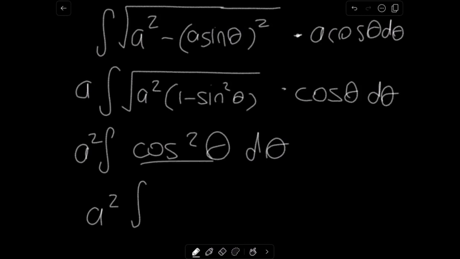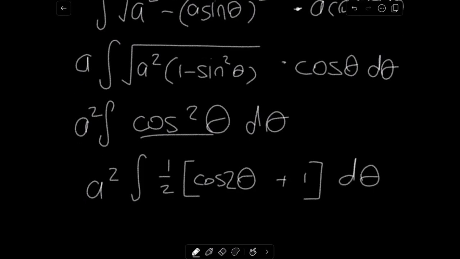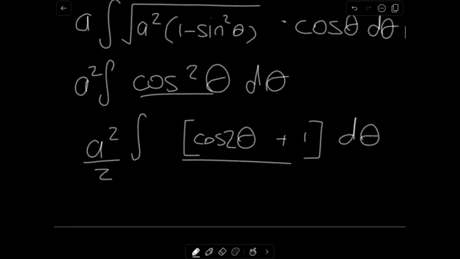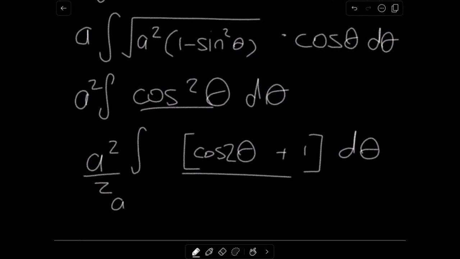It is equal to half of cosine 2 theta plus 1. That's a trigonometric identity, right? It's based on the double angle formula. Now notice how we have a constant here. That's half. Again, let's take it out. A squared over 2. And now I have to integrate that. So let us integrate it. So it's going to be a squared over 2 into the integral of that.